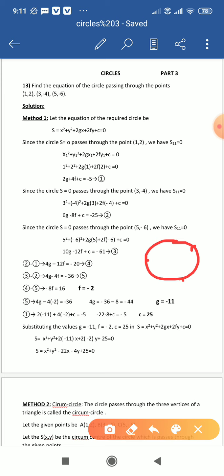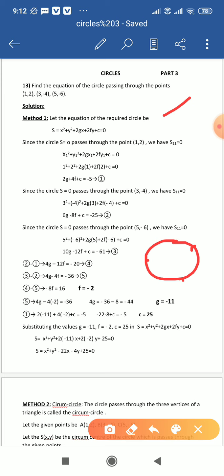For this problem, there are 5 methods. Here we discuss the first method. For that method, first we let the required equation of the circle be S is equal to x square plus y square plus 2gx plus 2fy plus c is equal to 0, which is the general form of the circle. This is our required circle. We let that circle be S is equal to 0.